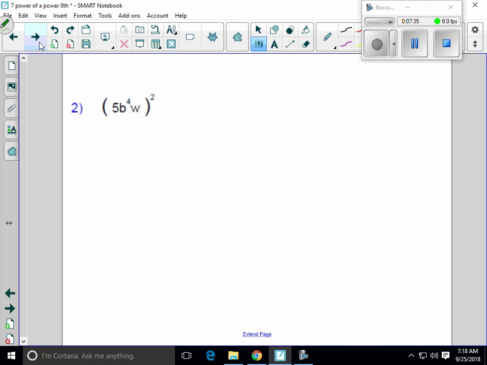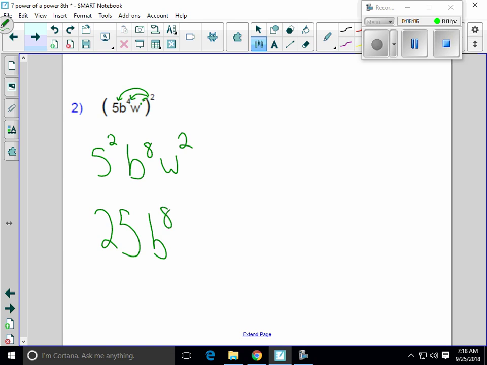I have this whole term raised to the 2nd power. Okay, so everything in that parentheses needs to be raised to the 2nd power. So 5 is going to be raised to the 2nd power. B to the 4th to the 2nd power. I'm going to multiply those exponents. So 4 times 2 is 8. And w is to the 1st. So 1 times 2 is 2. Okay, again, I can do 5 squared. 5 squared is 25. Bring everything else down.